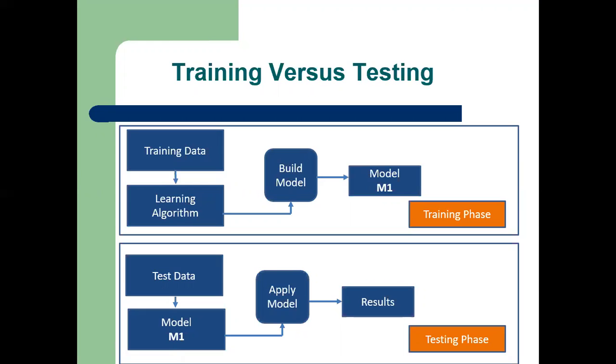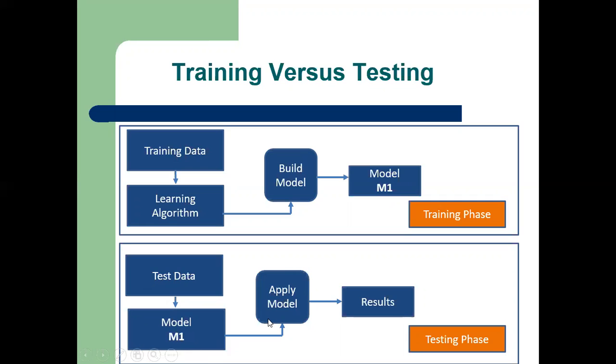The next phase in this figure is the testing phase. So in the testing phase, the test data is given as an input to the machine learning model, which we have constructed using the train data set. So now we give the test data as an input to the machine learning model to test the quality of the output of the learning model.